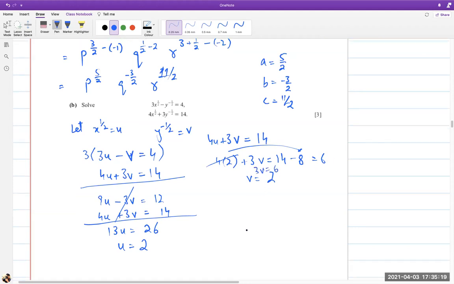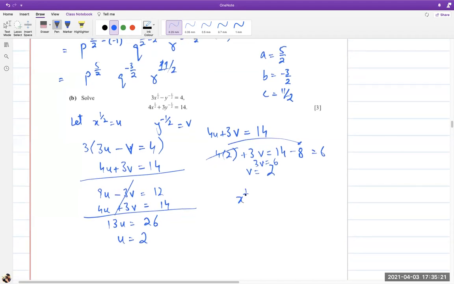So I have found these answers. I'm going to convert them back. So this is equal to 2, and y power minus half is equal to 2 again. Okay, so this becomes x equals 4, because we square both sides.